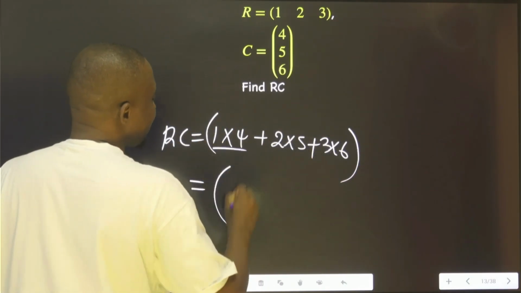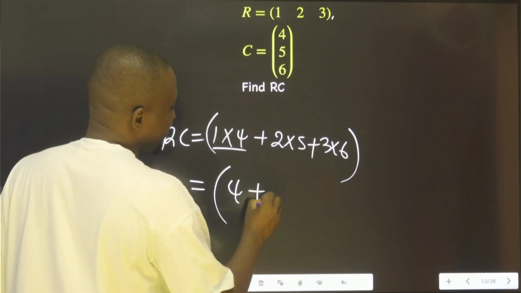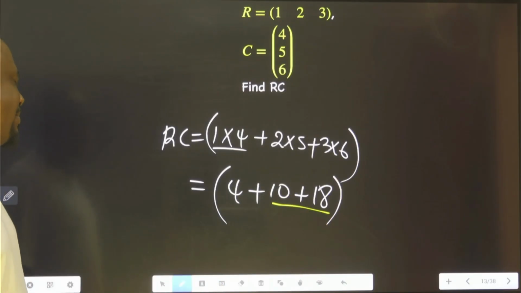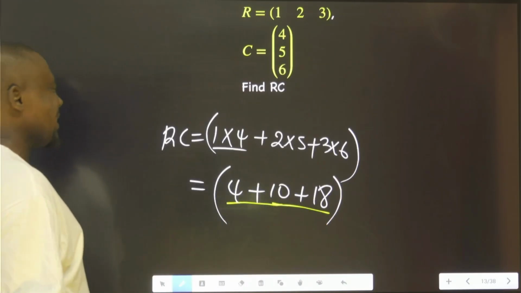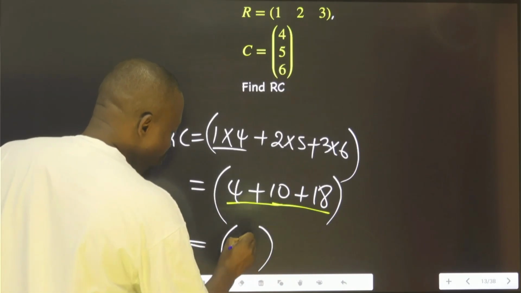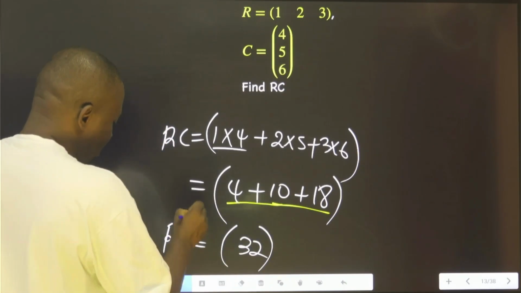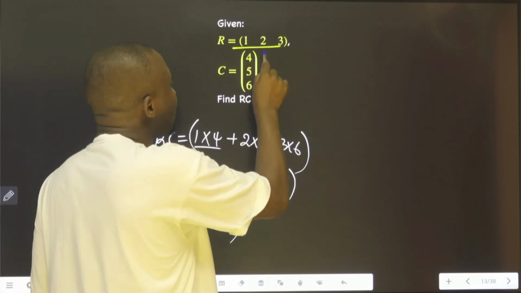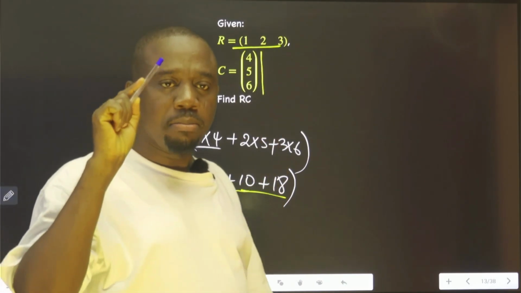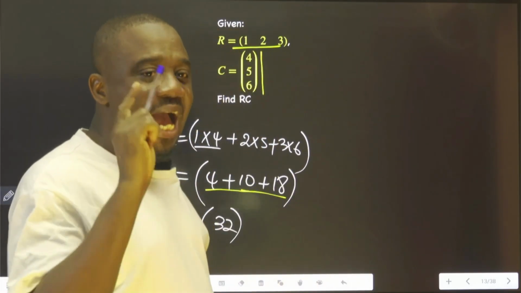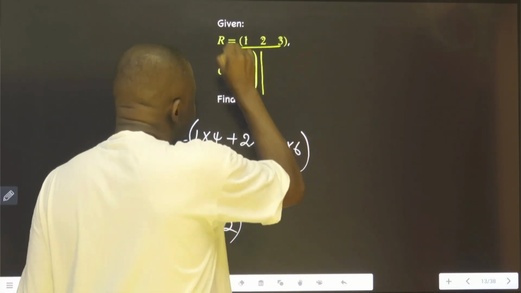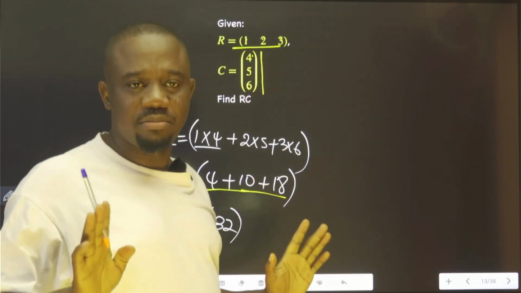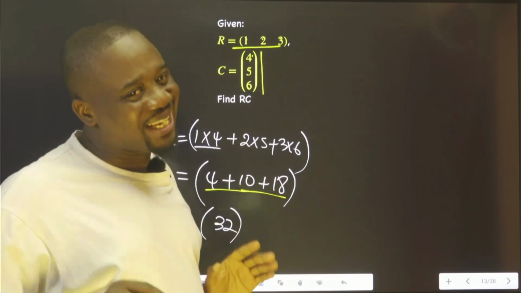Which is, this is what? 4 plus 10 plus 18. This is what? 28. Plus this, 32. Our new matrix is just with a single element. Okay? It's always horizontal by vertical. Row by column. And the numbers of elements must be equal. 1, 2, 3, 1, 2, 3. One must not be more than the other.